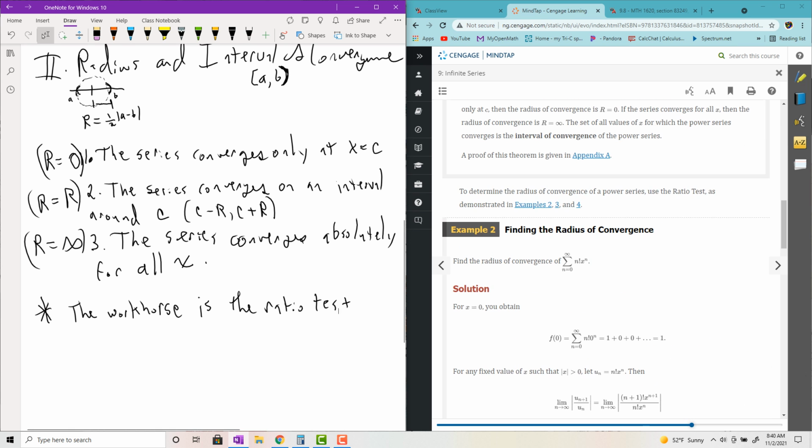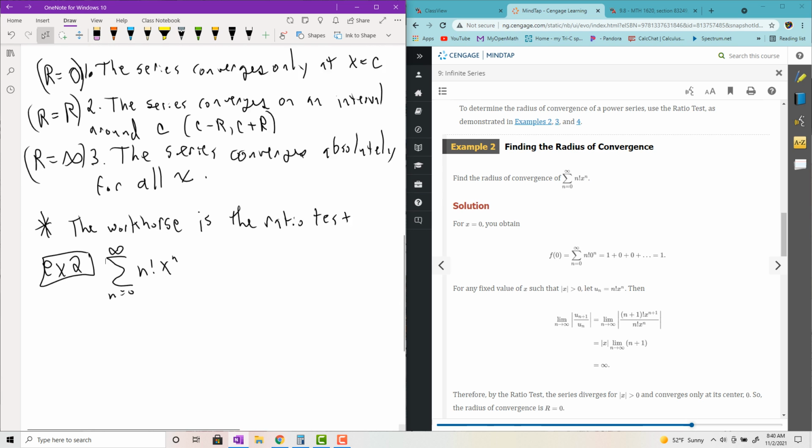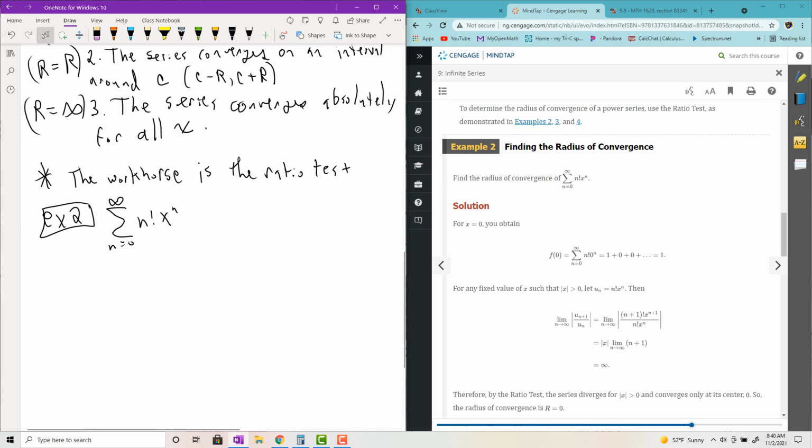Let's see if they have some examples here in the book for us. So we have example 2 here, and we are given the series n factorial times x to the n from n equals 0 to infinity. We want to find just the radius of convergence. So we go to the ratio test.